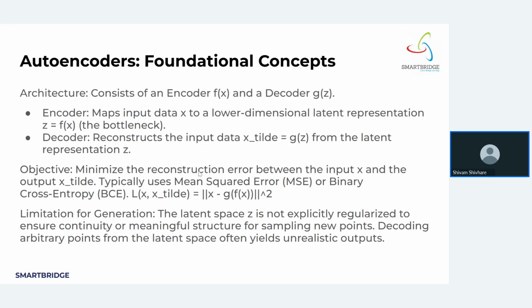So this z is going to be converted back. The information we get from the latent space is converted into the original data. We minimize the reconstruction error between input x and the output x tilde. Typically it uses mean squared error. Mean squared error is generally used in regression tasks, right? Or binary cross entropy, to minimize the error.